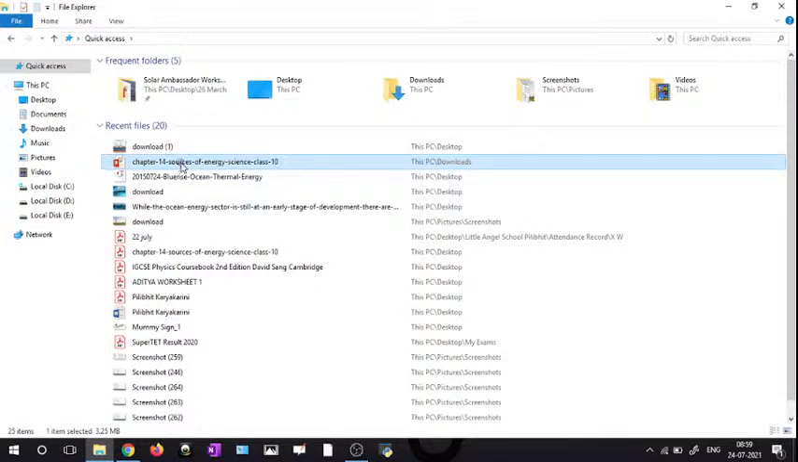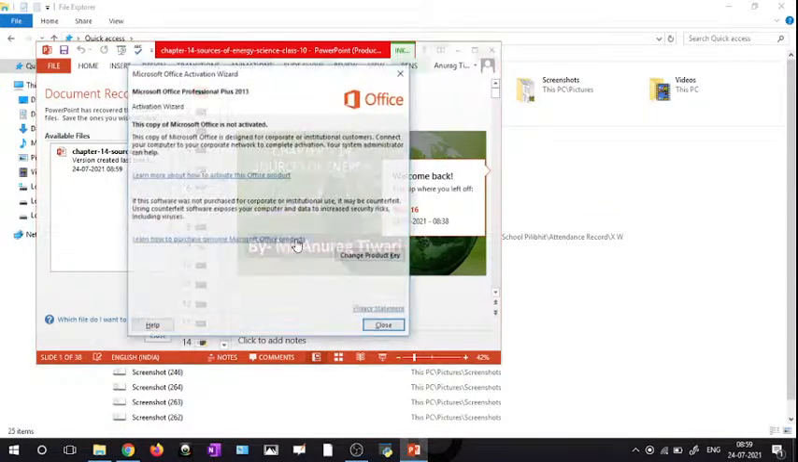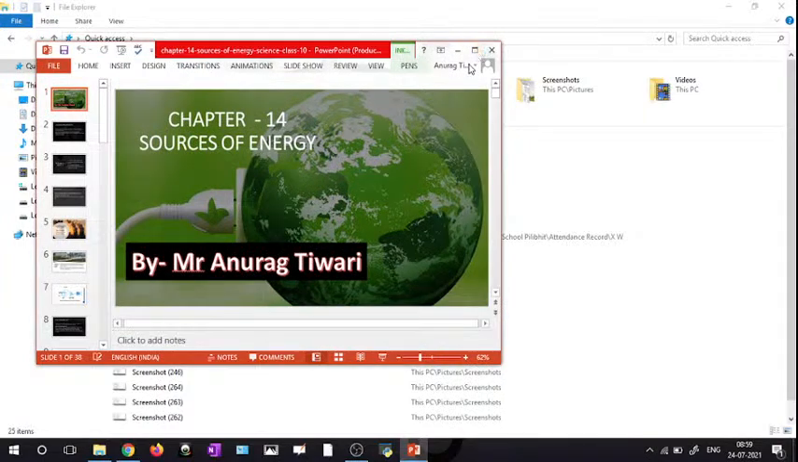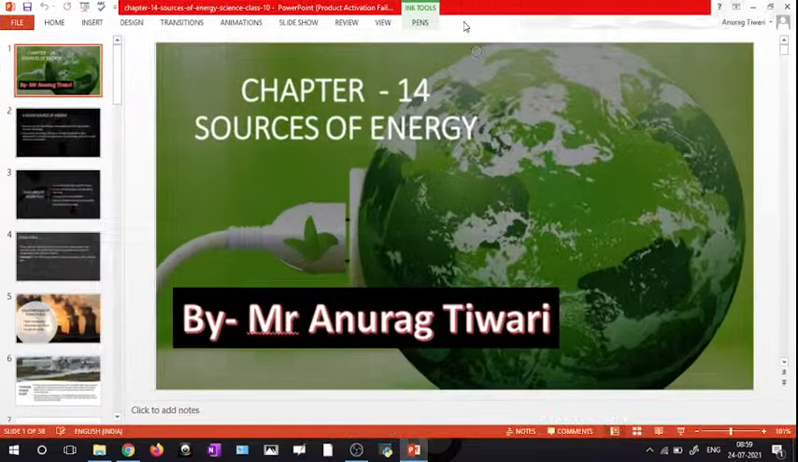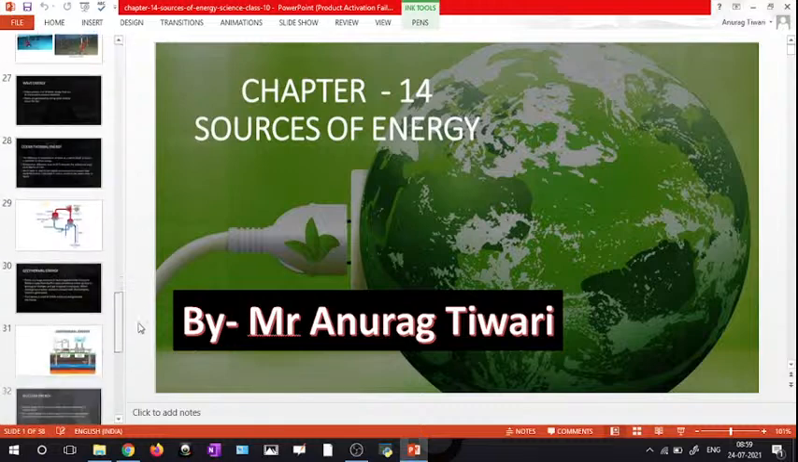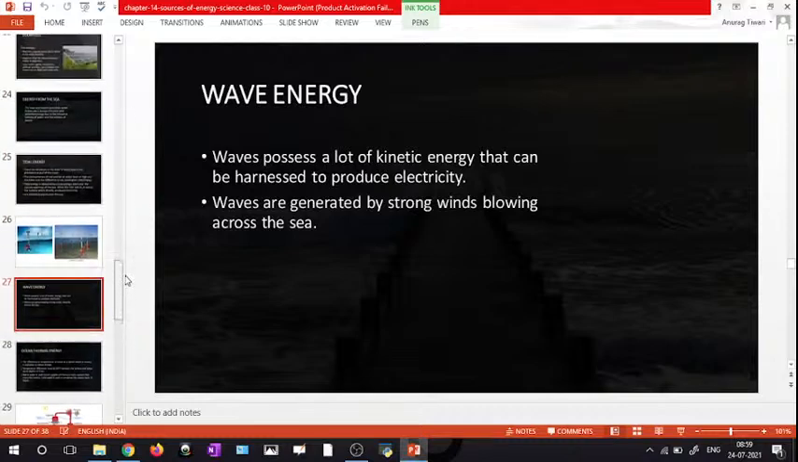So the example of that wave energy is called ocean thermal energy. So let's see. This is a kind of wave energy we have. So wave energy means a wave possesses a lot of kinetic energy that can be harnessed to produce electricity. Waves are generated by strong winds blowing across the sea. So that is also a kind of energy we can generate from the sea.